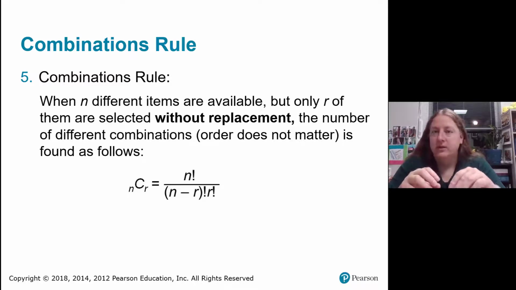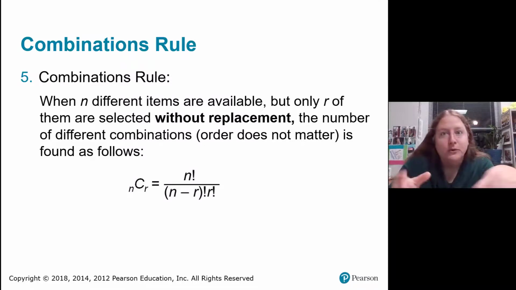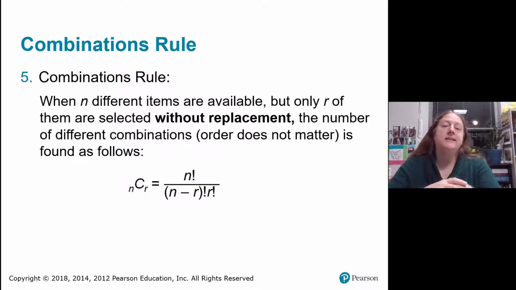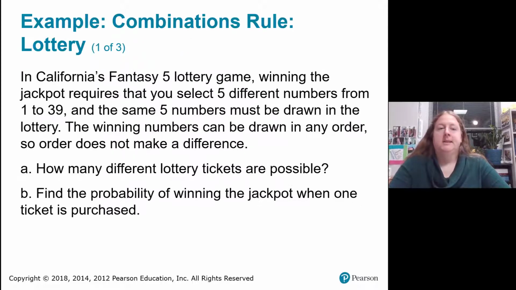So when the order didn't matter, or those items were indistinguishable to us, we had to divide out by how many of them there were that were indistinguishable factorial. And so in doing that, what we have is n factorial divided by n minus r factorial, and then we're also dividing out by r factorial to divide out by the orders that they can fall into. So let's take a look at an example of this.